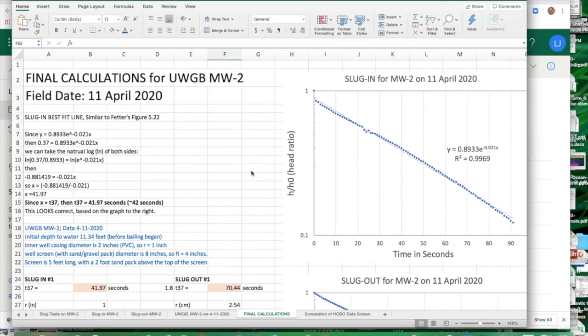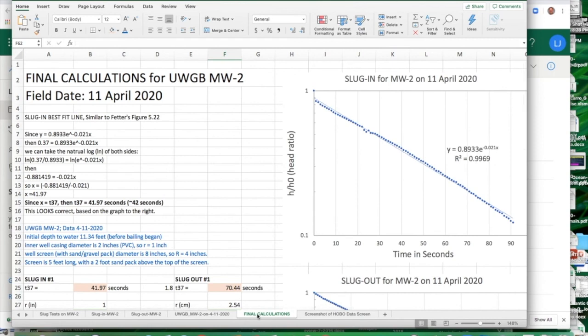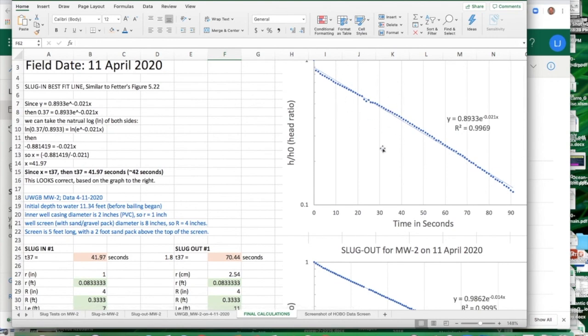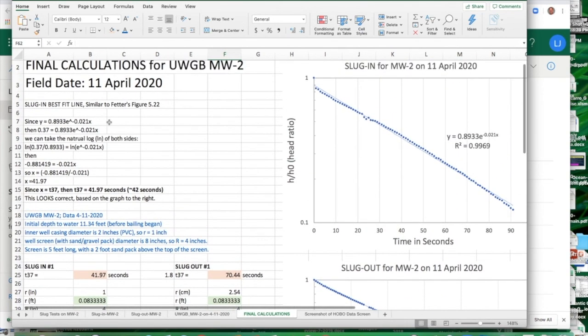What I've done here is cleaned up things a little bit. I made the graphs a little bit nicer with the appropriate X and Y axis labels and a title, and I made the fonts the right size and put tick marks in and things like that. On the tab that says final calculations, I've put the date of the field measurement, Saturday the 11th of April, today, and I have put in the slug in best fit line and the slug out best fit line here, and what I've been able to do is actually give you the values.